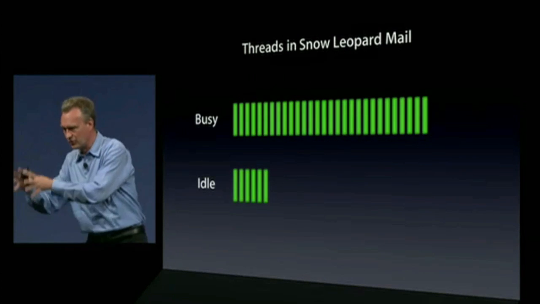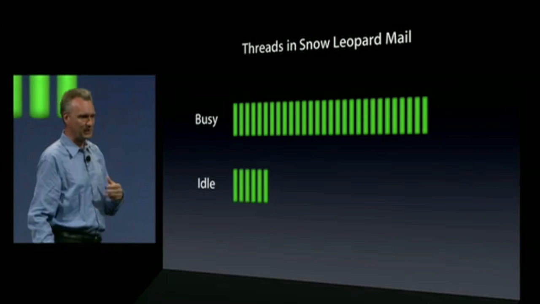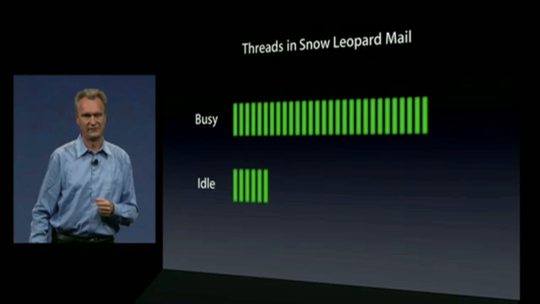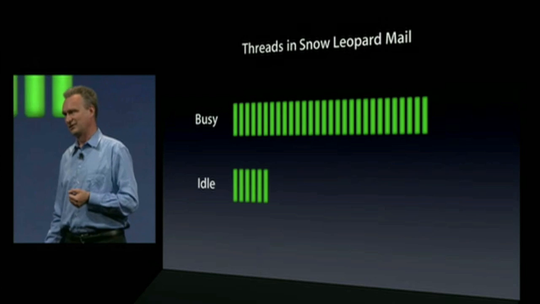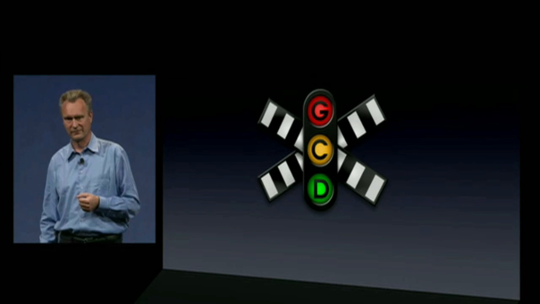And when you reapply that pattern for every major application, you get a big win in performance and responsiveness. So that's GCD for multi-core.